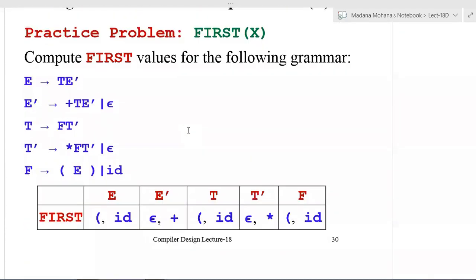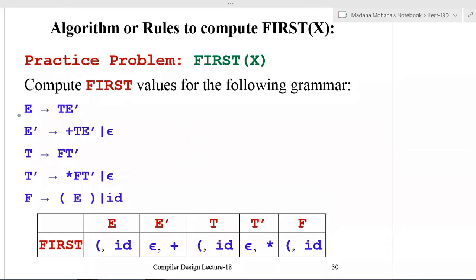So now here one practice problem is given. You can practice. Now compute first values for the following grammar. In examination, you will get questions like this. But here a combination of both first and follow values you can get. So now E derives T dash, E dash derives plus T dash or null, T derives FT dash, T dash derives star FT dash or null, F derives E within parenthesis or ID. In a similar fashion, you can compute the first values for all these variables in the left hand side using the rules 1 to 5 in the algorithm.